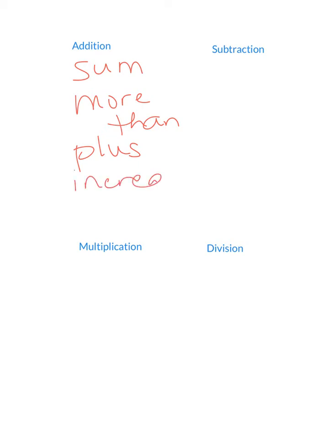Now, looking at adding and subtracting, multiplying and dividing, there are some math terms that we use all the time. The big one we use for addition is the word sum. That's a common one. We can also use things such as more than. That phrase means addition. We can use plus. We can also use increased by. That also means to add. And we can also use added to.